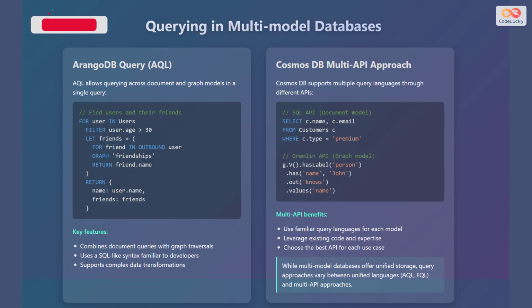Multi-API benefits include using familiar query languages for each model, leveraging existing code and expertise, and choosing the best API for each use case. While multi-model databases offer unified storage, query approaches vary between unified languages, like AQL and FQL, and multi-API approaches.